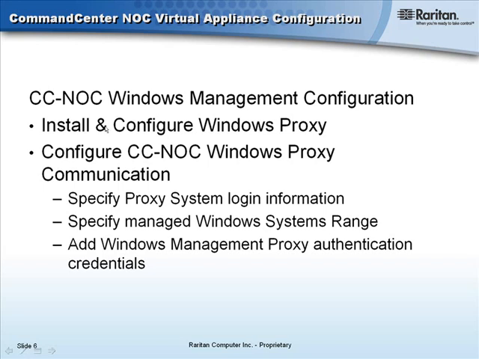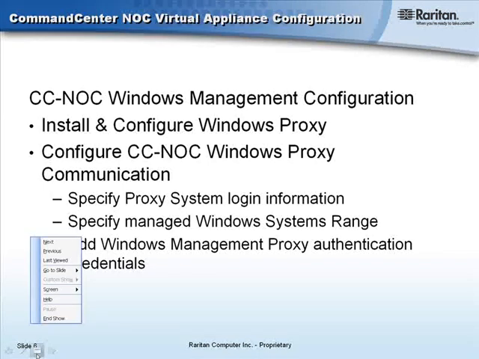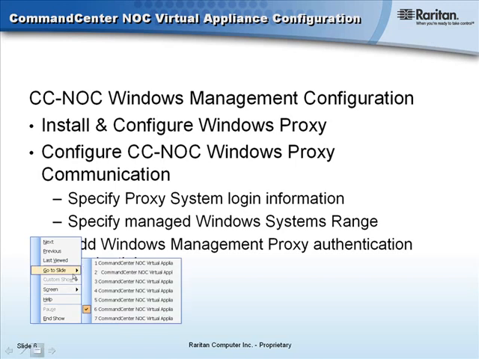So the first step is to install and configure a Windows proxy. And we'll install the Windows proxy on our local machine, which is also running the virtualization host and the CC-NOC virtual machine. Once we have set up the Windows proxy, the next step requires configuration of the communication between the CC-NOC and Windows proxy. So let's go to the CC-NOC GUI interface and download the Windows proxy script.